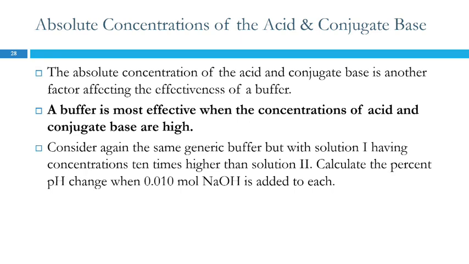So the relative concentrations matter. The absolute concentrations also matter in the effectiveness of the buffer. So a buffer will be most effective when the concentrations of the acid and conjugate base are high. We want the ratio to be roughly equal, and we want the concentrations to be high. So again, we're going to look at that same generic buffer, but now we're going to look at solution 1 having concentrations 10 times larger than solution 2, and again, we're going to calculate the percent pH change.